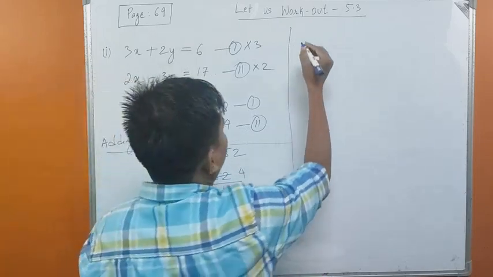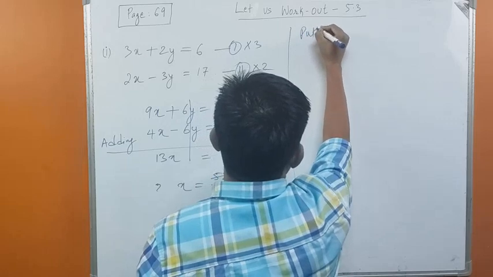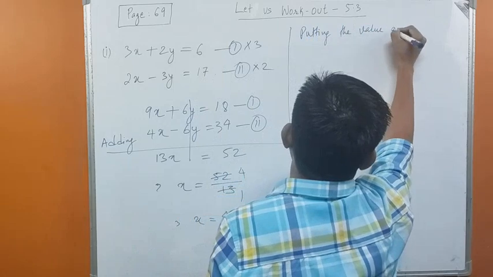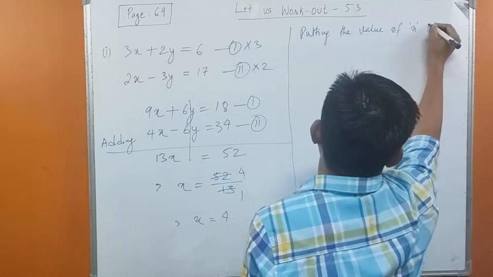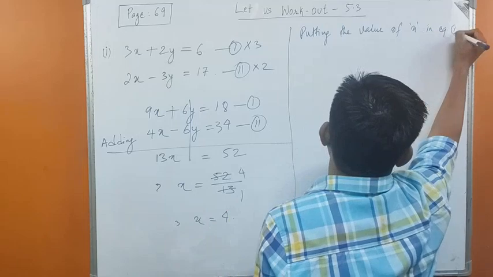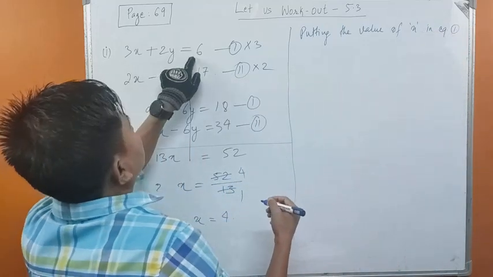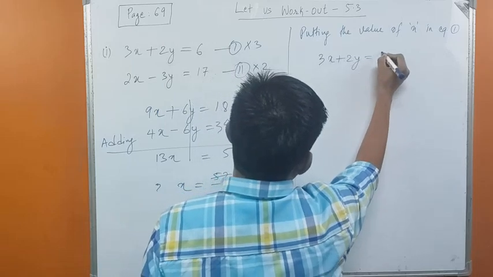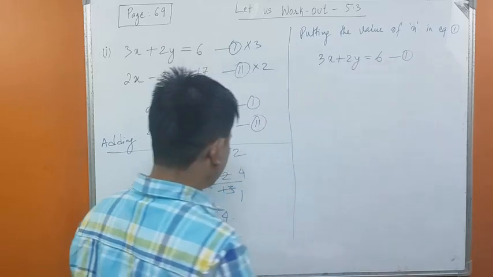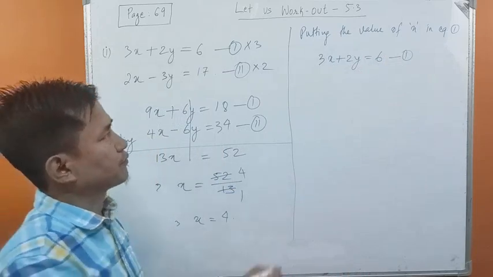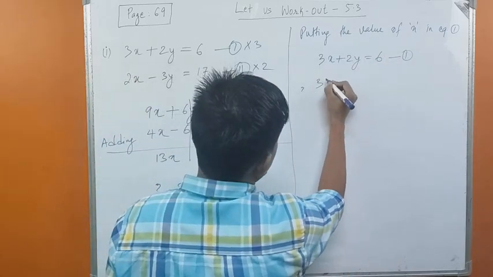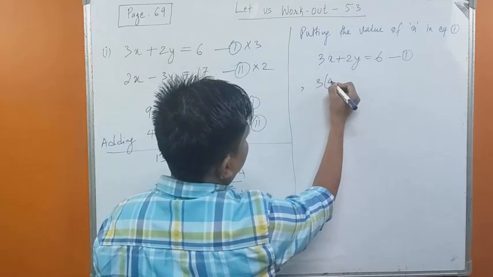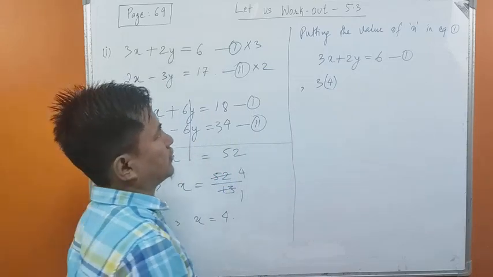Putting the value of x in equation 1. So equation 1 is 3x plus 2y equals 6, isn't it? This is equation 1. So we put the value of x as 4. Or 3 into, instead of x, I write 4, because x equals 4, isn't it?